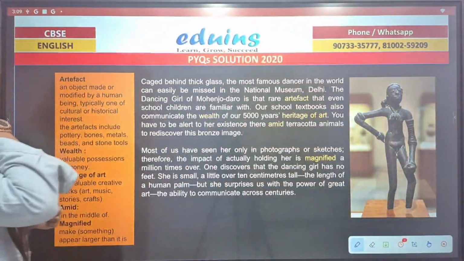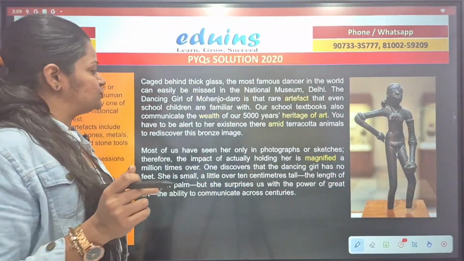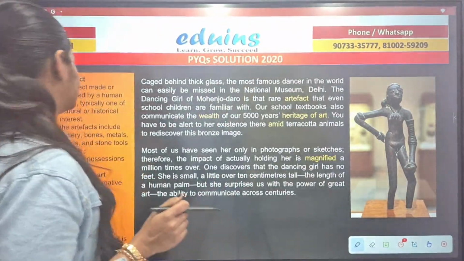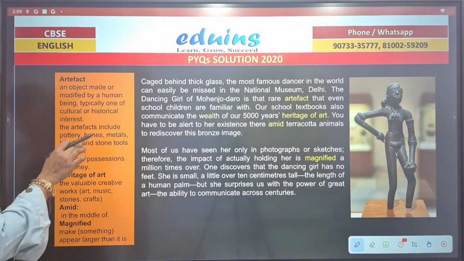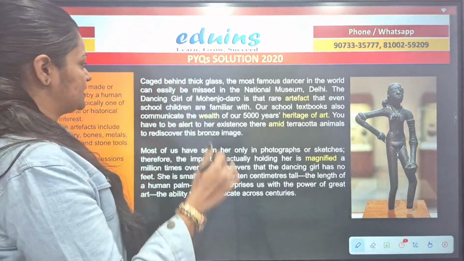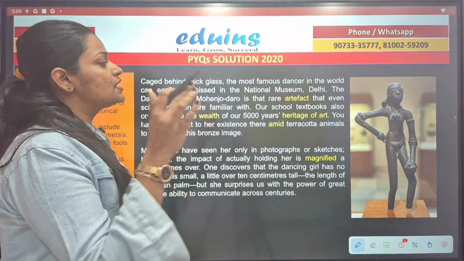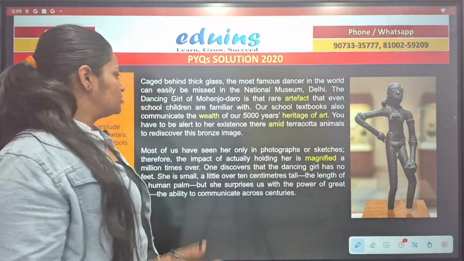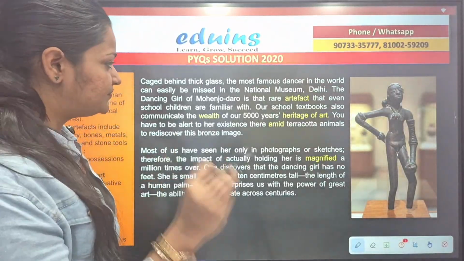And today we will start this question paper of 2020. Okay, let's start the session. There is a reading comprehension given in your question paper, and it starts like this. Caged behind thick glass, the most famous dancer in the world can easily be missed in the National Museum, Delhi.